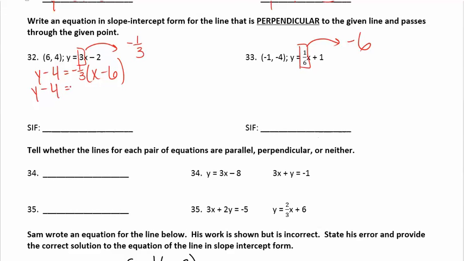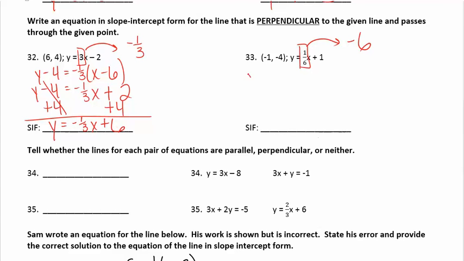When you distribute, that's negative 1/3 x plus 2. Be careful there. Make sure you understand where that plus 2 comes from. Add 4 to both sides. And for a final answer, you get y equals negative 1/3 x plus 6.